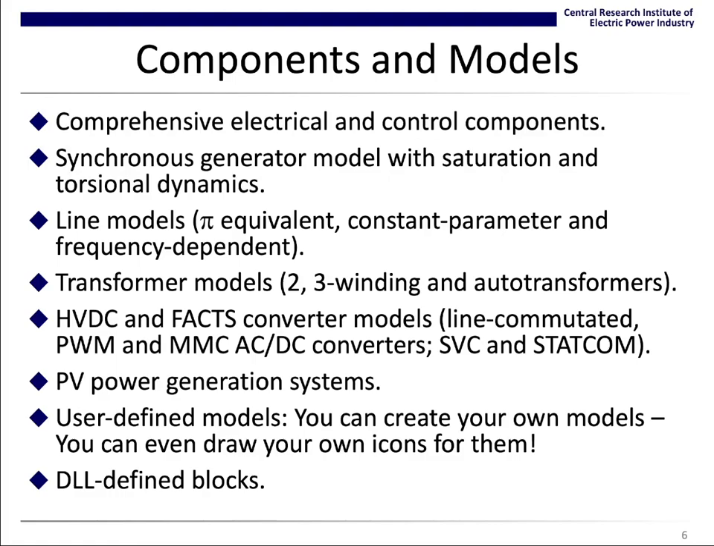A PV panel model generates electricity from solar irradiation, and PCS models convert the DC power to AC power. A single-phase PCS model is used for representing rooftop systems, and a three-phase PCS model is for solar farm systems.